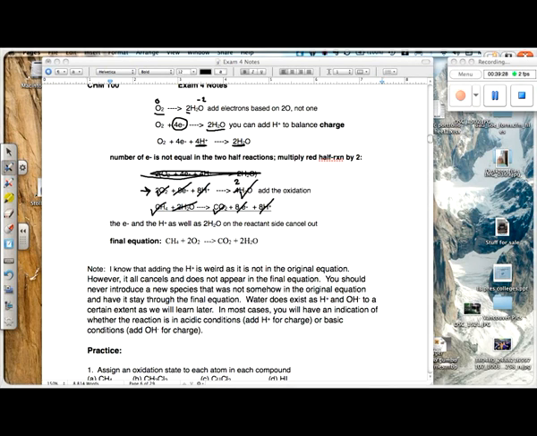Okay? So, a note about the H+. I know that adding the H+ is weird. It was not in the original equation. However, it all cancels and doesn't appear in the final equation. You should never introduce a new species that was not somehow in the original.